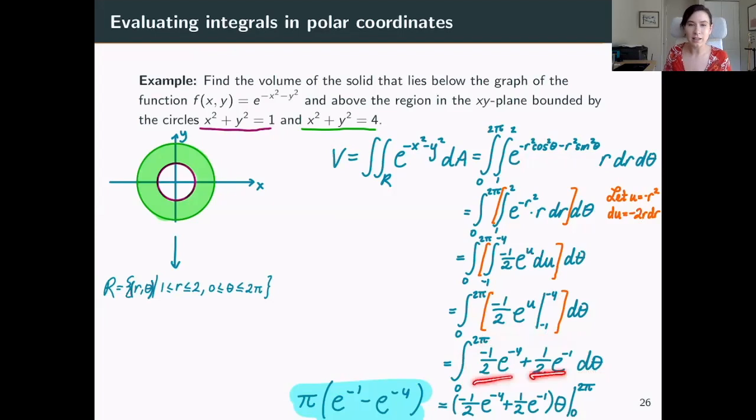Both of these are constants, so the antiderivative is just going to be this times theta and this times theta. We evaluate this from 0 to 2 pi, and we should get pi times e to the negative 1 minus e to the negative 4 as our final answer.